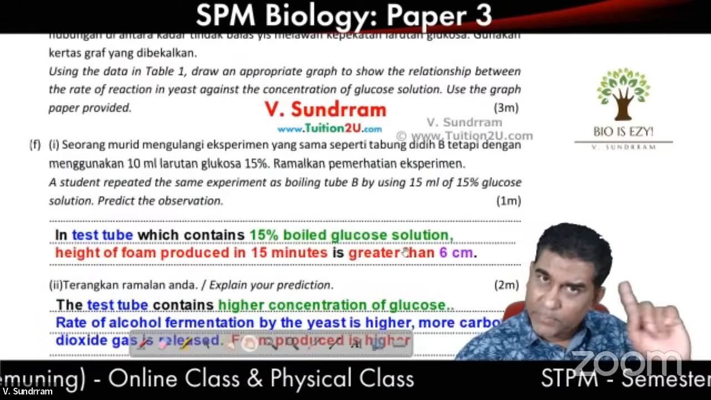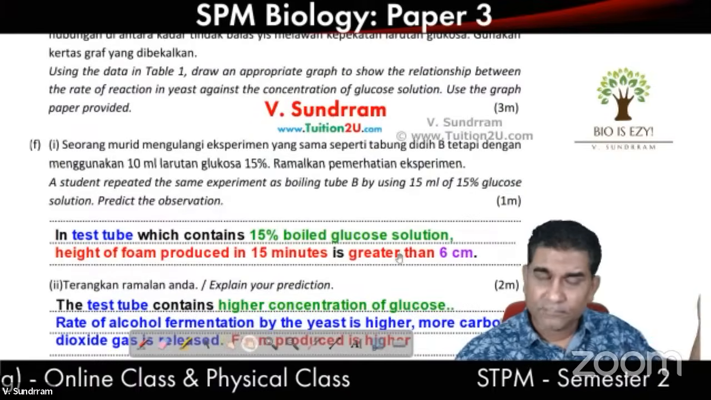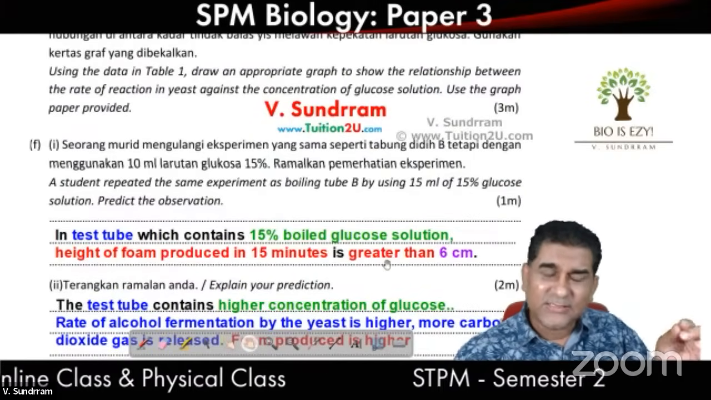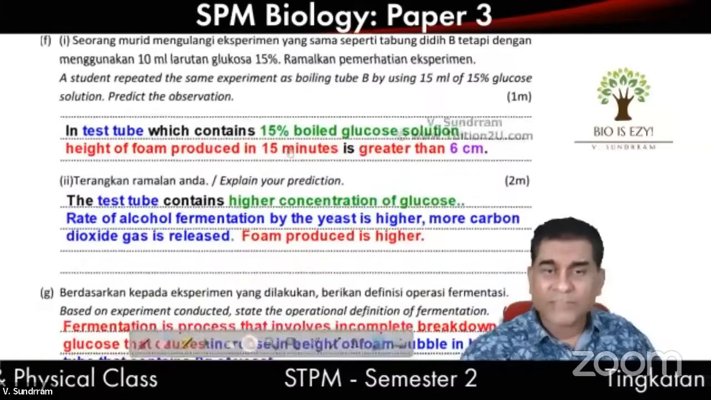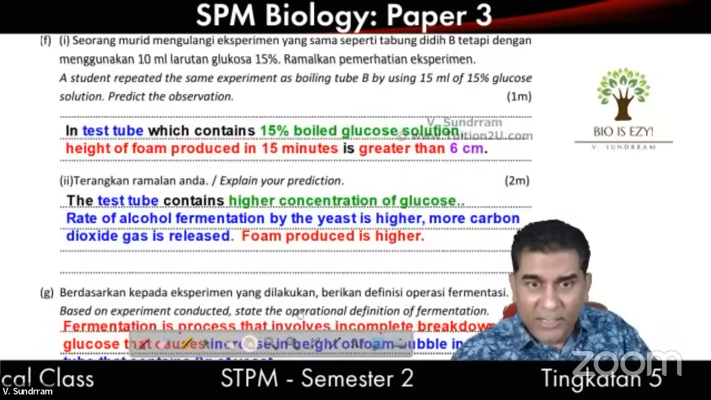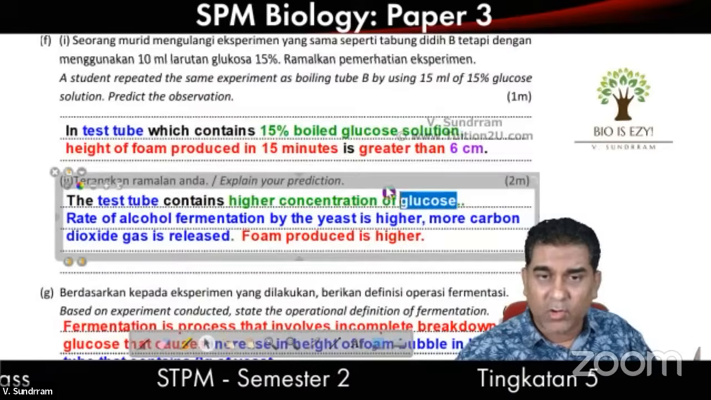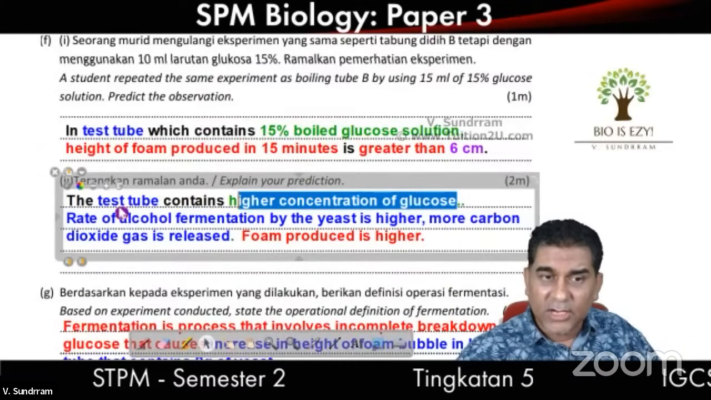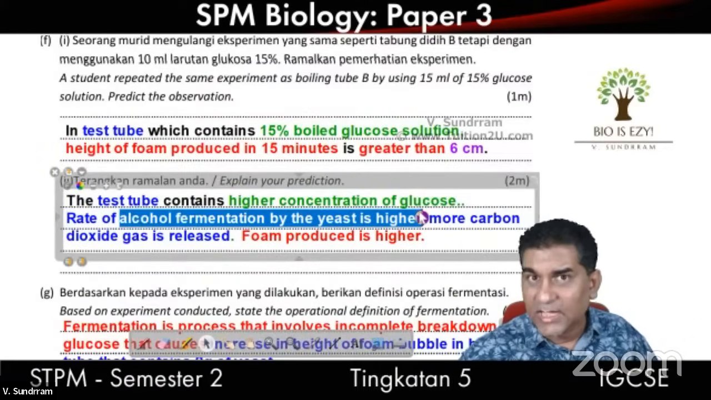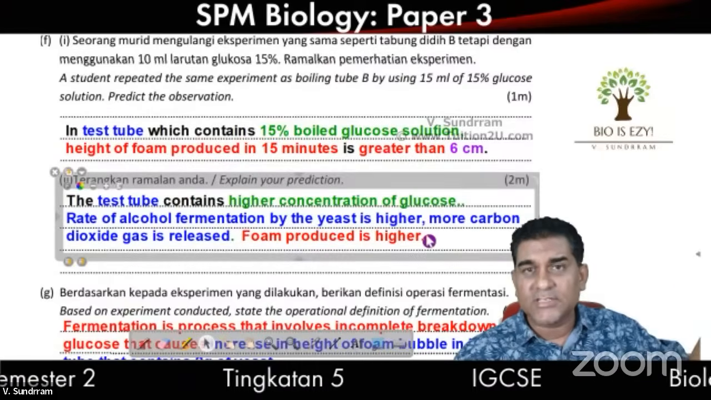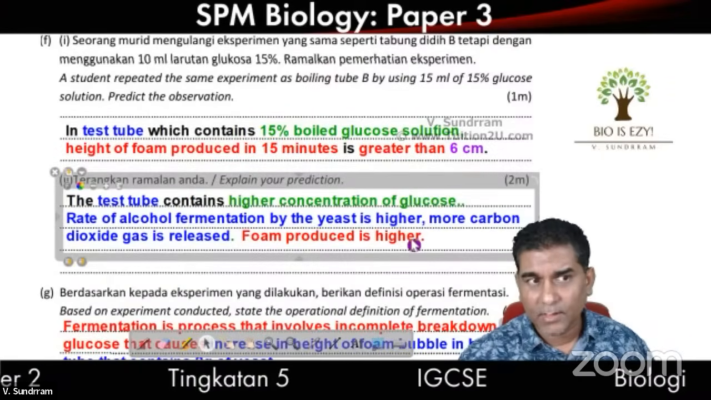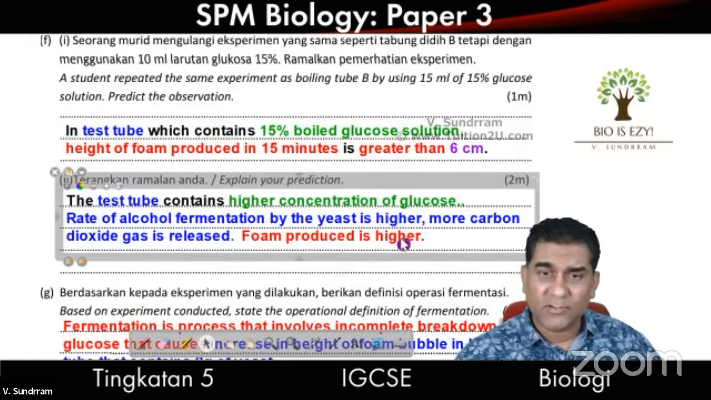If you use 15%, it must be greater than 6 centimeter. Everything is already explained in the first video, so just use the technique. It is just a slight variation of the same experiment. Explain: more manipulated variable, meaning more concentration of glucose, the rate of alcohol fermentation is higher. More carbon dioxide is released. The foam produced is higher. Responding variable, add it into the answer.